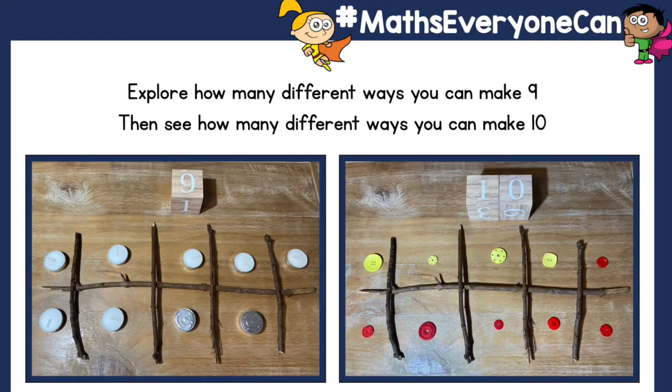Okay, now what I want you to do at home is go outside and see if you can find some sticks. And then once you've found your sticks, I'd like you to see if you can build a natural 10 frame to show the number 10. And then I'd like you to use your 10 frame to also show the number 9. So it will look a little bit like this. Okay, so see if you can have a go now at building a 10 frame.